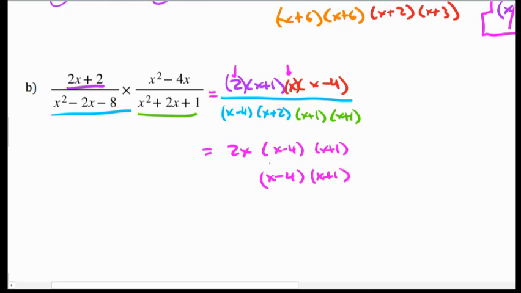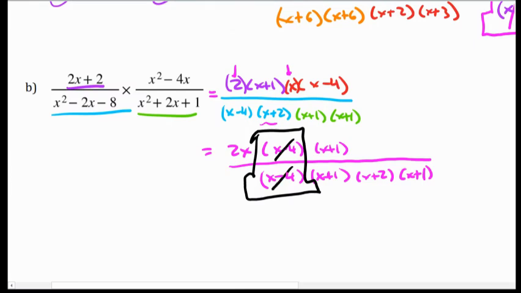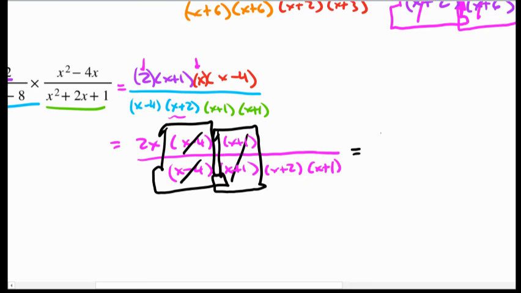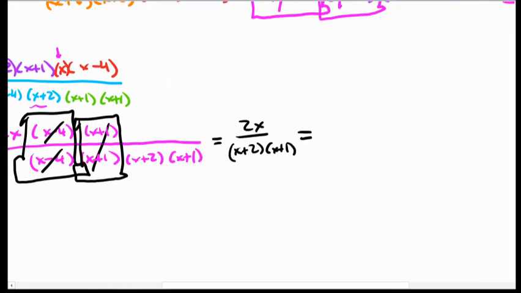That's everything in the numerator, but in the denominator, I still have an x plus 2 and another x plus 1. Now I see that there are 2 giant 1s, because anything divided by itself is just 1. And 1 I don't need to include in a multiplication problem because 1 times anything is just that thing. So the most simplified version is 2x over x plus 2 times x plus 1. Then I will multiply that denominator back together to get x squared plus 3x plus 2.